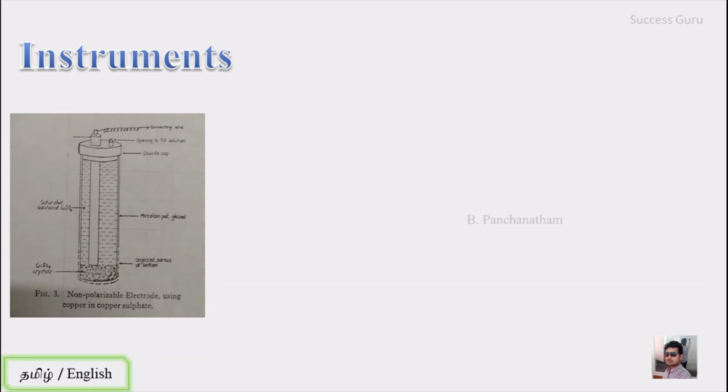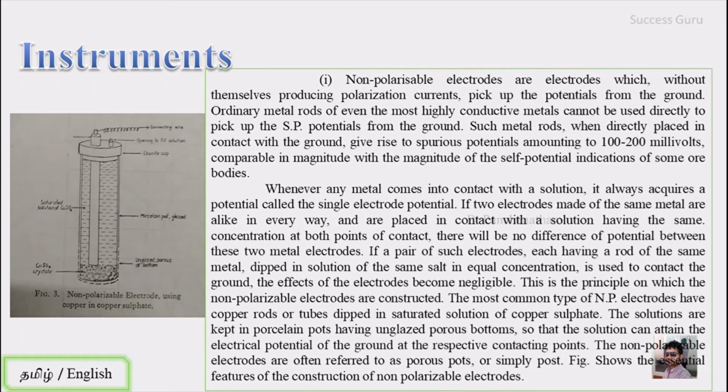So let us see the instrument which is actually used to find out these SP values. What they will do is go for the non-polarizable electrode. Let me explain what it is and why they go for this. A generally polarizable electrode, when it gets in contact with the ground, produces a spurious potential in the range of say 100 to 200 millivolt, which is in turn in the magnitude of the self potential value. So we cannot use this kind of regular polarizable electrode.